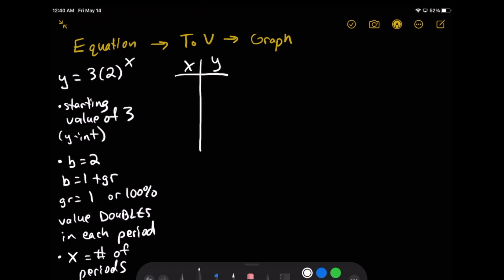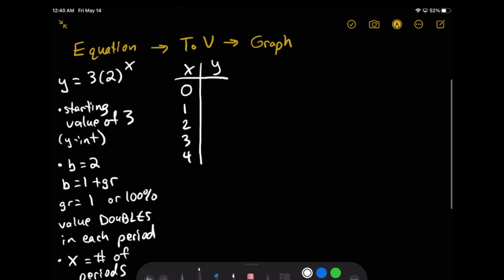And for exponential functions, we generally don't care about the negative values. So I'm going to start at 0. I'm just going to choose some numbers, nice and tidy. And then our life is a lot easier if we go up by ones. So I'm going to have 0, 1, 2, 3, and 4.